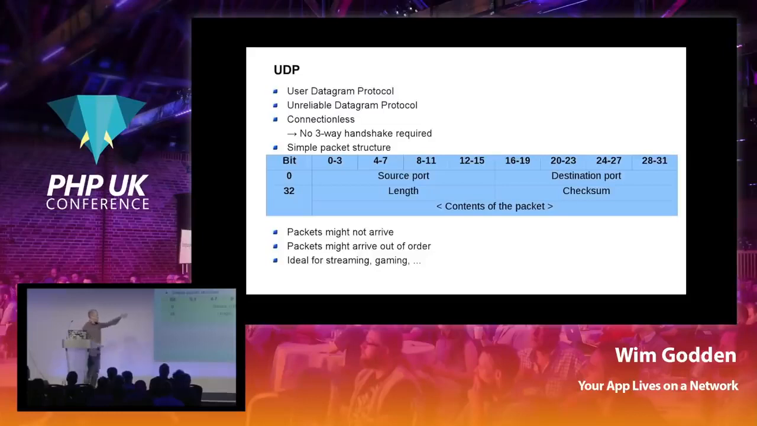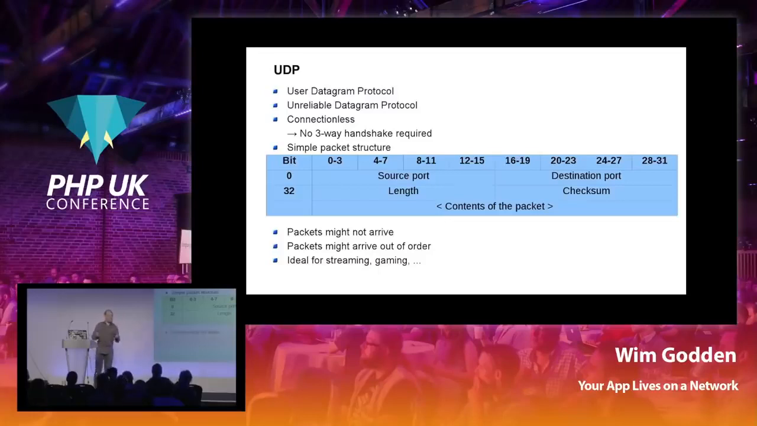So it has a very simple packet structure. It has a source port, destination port, which we'll get to in a minute. It has a length, a checksum. It still has that. And then it has contents. There's nothing else in here. There are no flags. There are no sequence numbers or anything like that. It just sends data.